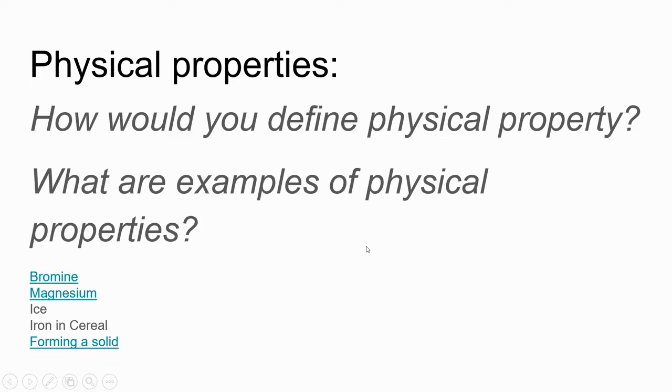Okay. So think about physical properties. Which of these would be? So we looked at bromine, we looked at iron in cereal, and then we looked at forming a solid. What one of those, or maybe more, would be a physical property or like a physical change? Yes, forming a solid. So we went from a liquid to a solid, so there's a physical change there.